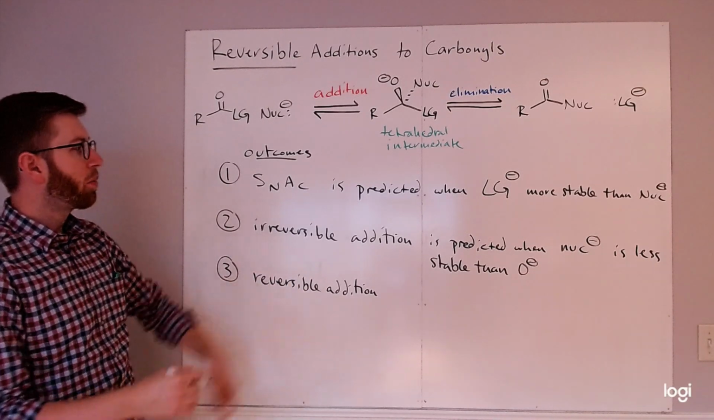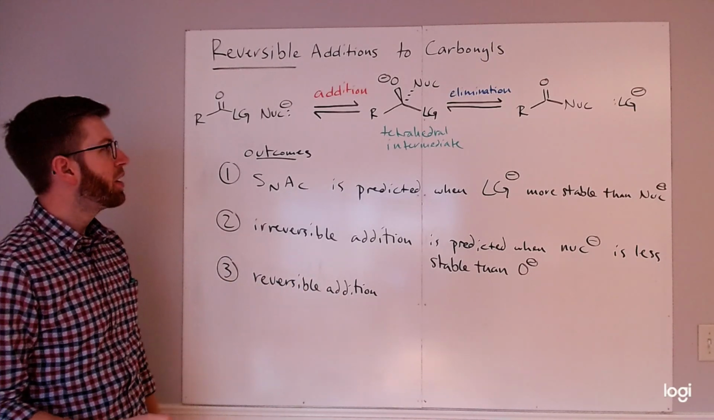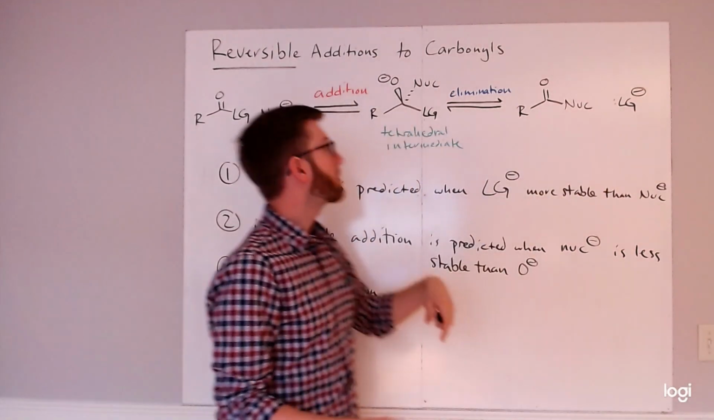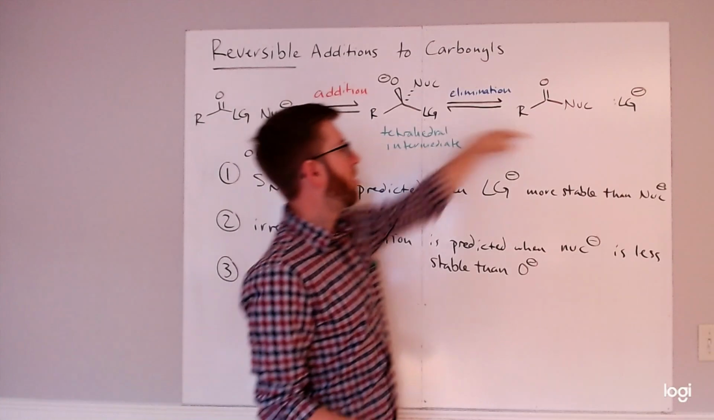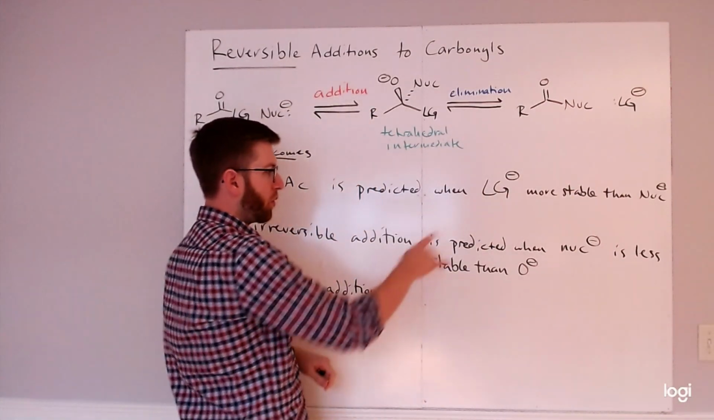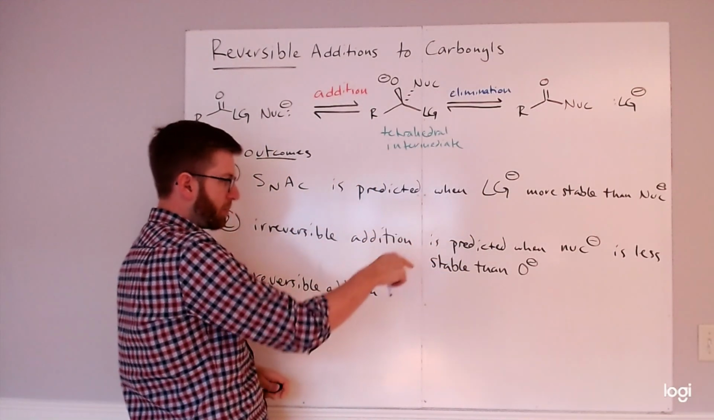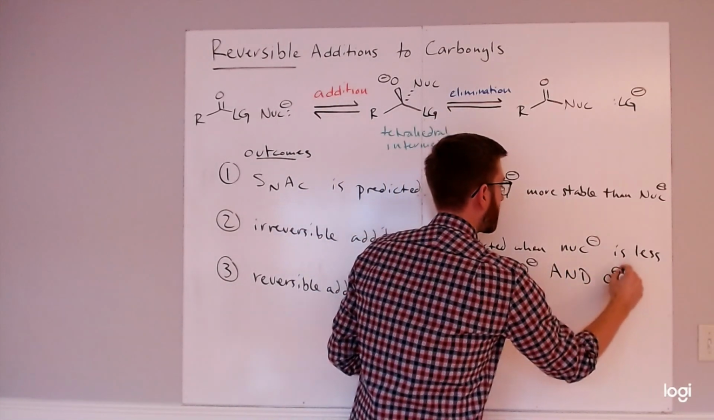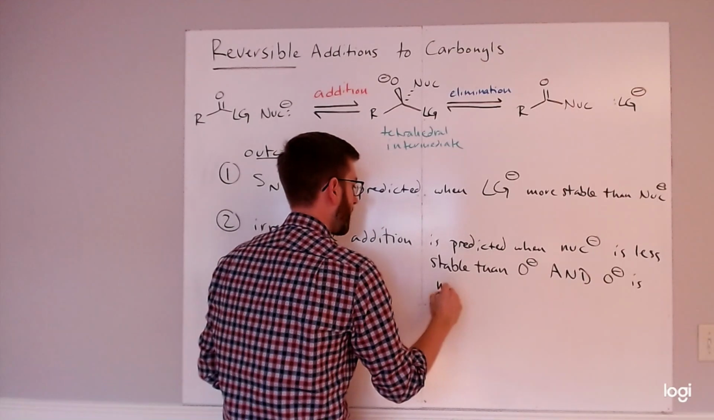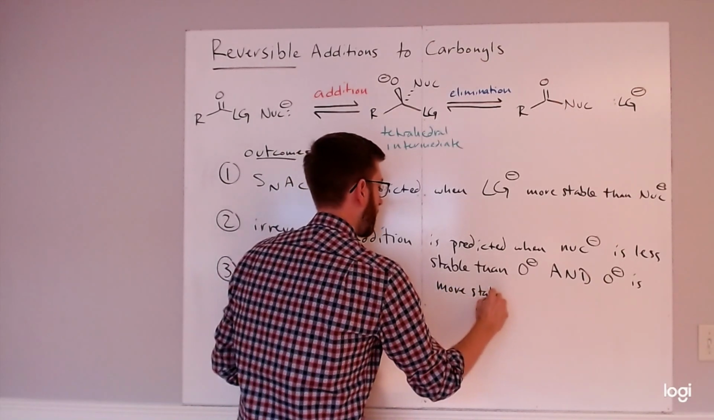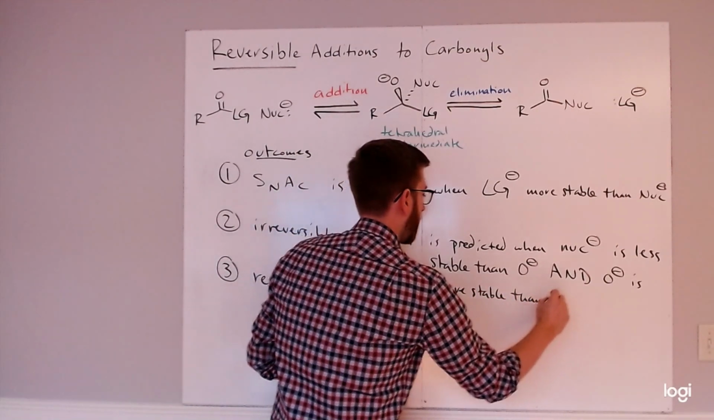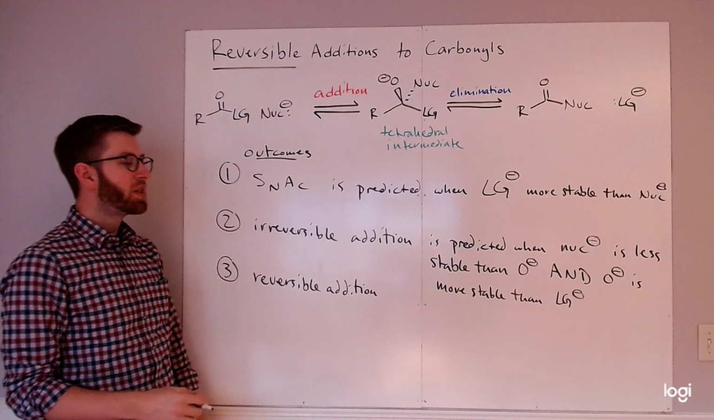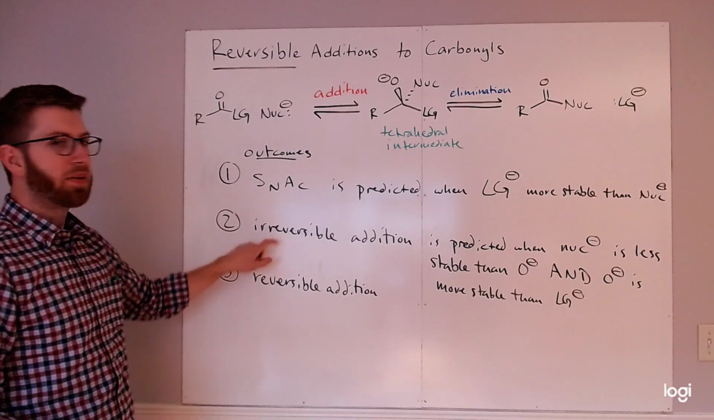We also have to incorporate some types of information about O minus versus the leaving group. We have to explain why when we get here, we don't also eliminate. So when nucleophile is less stable than O minus, and O minus is more stable than Lg minus, both of those conditions need to be true to do an irreversible addition, right?